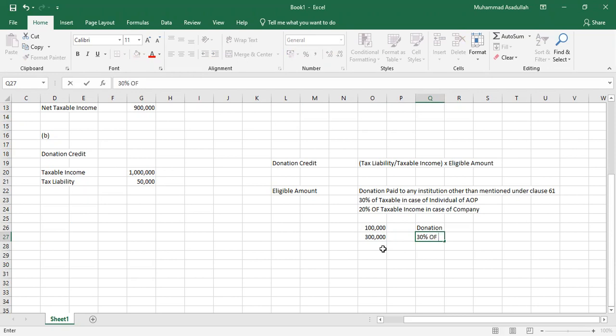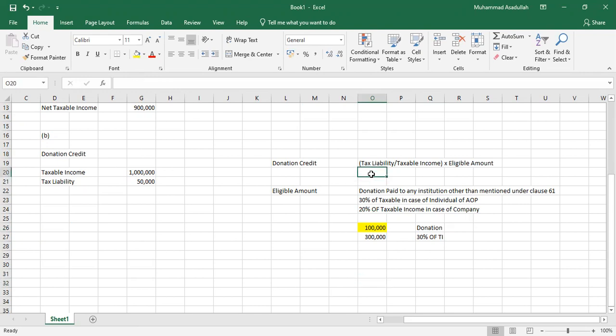Now what we have to do is take the lesser amount as the eligible amount, comparing the donation paid and the 30% of taxable income in case of an individual. So which one is the lesser amount? It is rupees 1 lakh. So 1 lakh is the eligible amount.